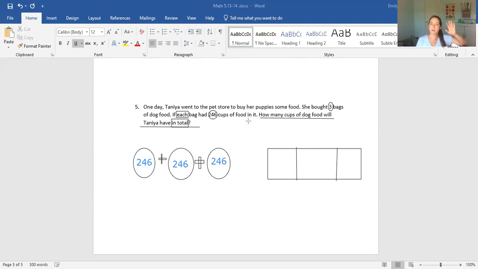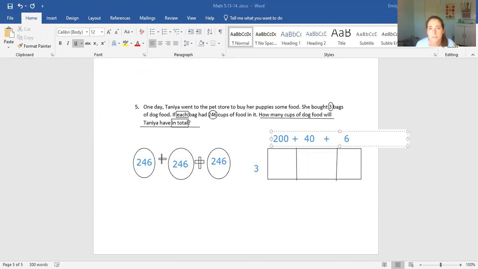But let's also think about our answer for a second. We know it's 3 times about 250. So think about 3 quarters. 3 times 25. You know 3 quarters is 75 cents, I hope. Add a 0, 750. So we're hoping our answer is close to 750. We'll see. Okay, we've got a 3 as the single digit, and then 246, we're gonna have to break up into expanded form.